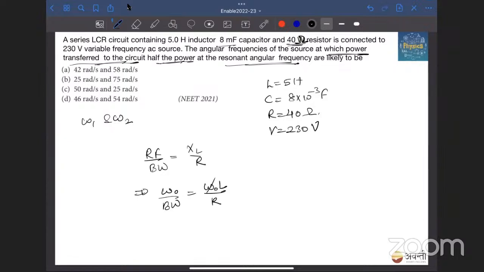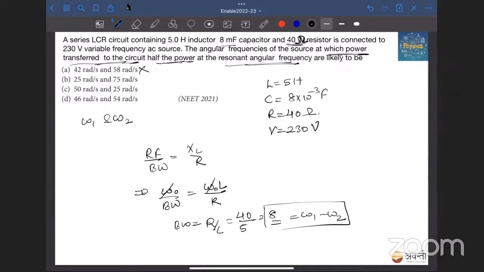So omega naught gets cancelled out. From here, you will get bandwidth as R by L. R is 40, L is 5. So 8 is the bandwidth. It means I can say omega 1 minus omega 2 is equal to 8. See which option has a difference of 8.